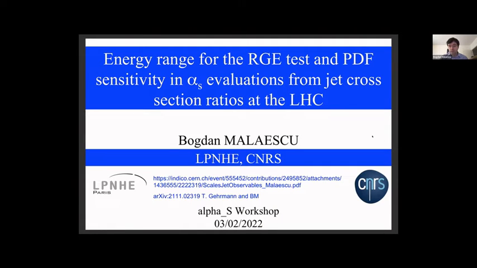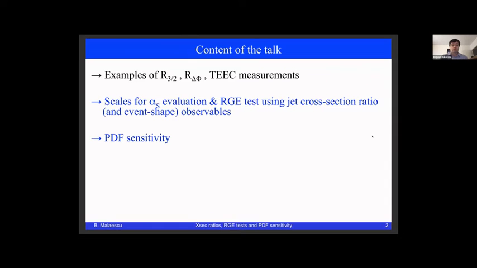In this talk, I will show a few examples of measurements of cross-section ratios: R32, R delta phi, and also this energy-energy correlation measurement. I will not go into all the experimental details, but rather use this as support to discuss two topics. The first one is the energy scale that is relevant for the RGE test. The second one is the PDF sensitivity, and by PDF sensitivity, I mean both for these observables themselves and also in the extraction of alpha strong.